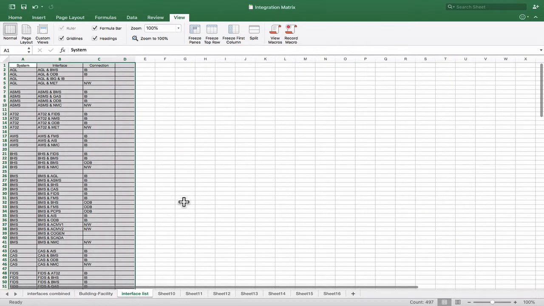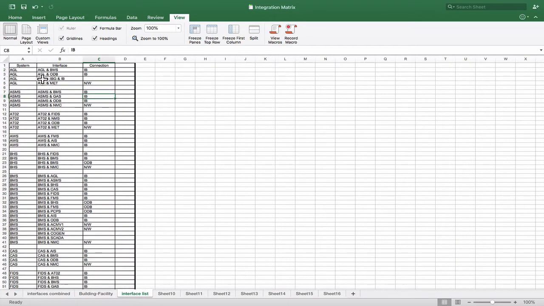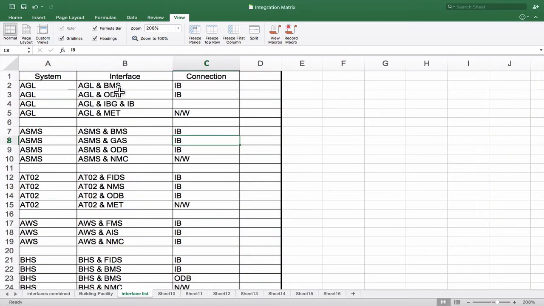Number 2 is you have an interface list. And so here what you have is your airfield ground lighting to a BMS. The connection is through an information broker, etc. So you've got to go through all of the different specs and drawings to find out these high-level connections, whether it's a network or an information broker only. Some go to the operational database. It's assumed that if you've got an IB connection, that you also have a network connection.